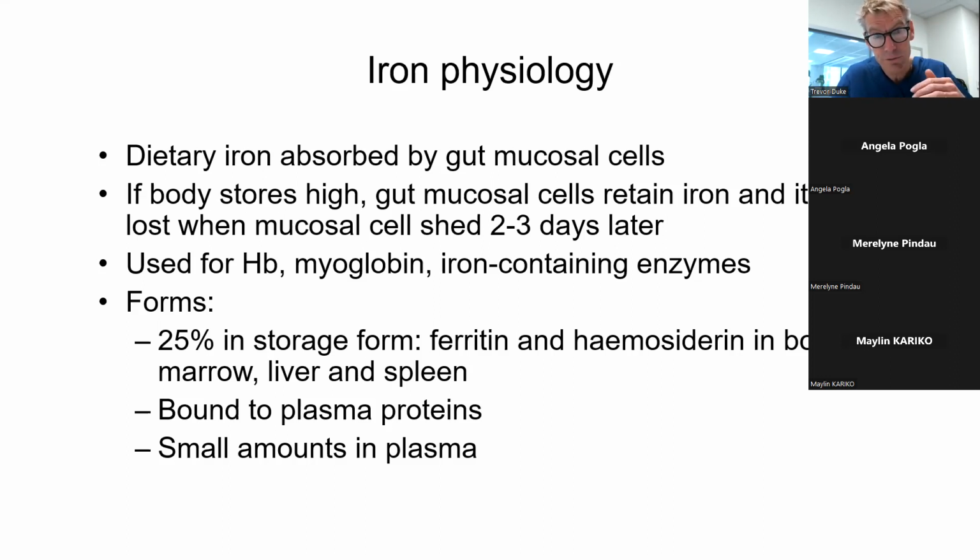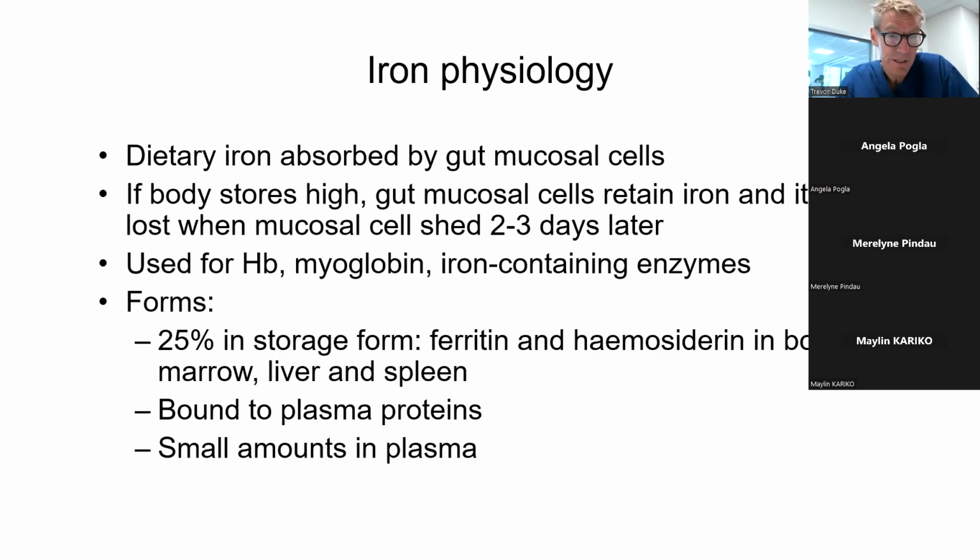Now, there's a feedback loop which says that if the body's iron stores are high, then the iron is not absorbed into the bloodstream, but the gut mucosal cells shed the iron when they are lost, because the gut mucosal cells are turning over every 2 or 3 days.